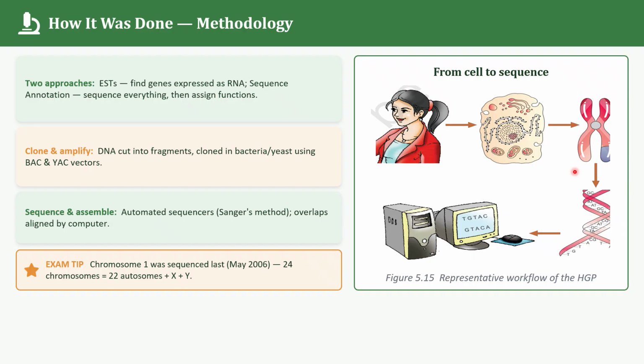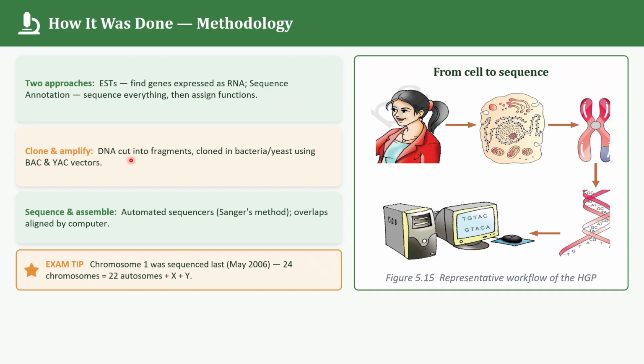Next is DNA fragmentation. Step 3, the DNA is fragmented. That is, the DNA is broken into many smaller fragments. Why is it done? Because DNA sequencing machines have technical limitations, and they cannot easily sequence extremely long DNA molecules. And step 4 is cloning.